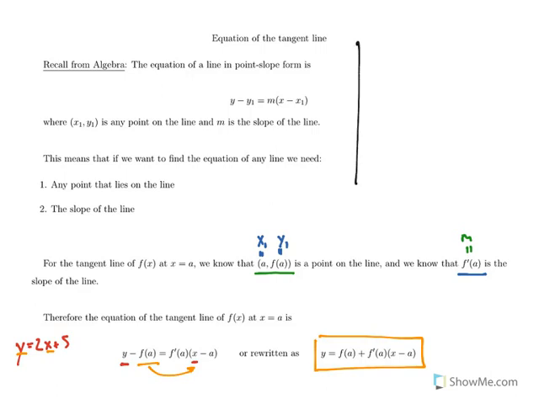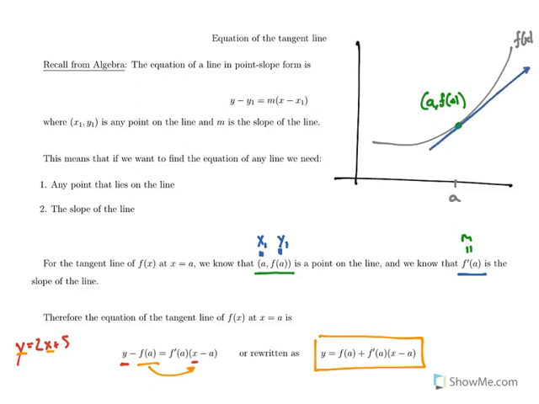If we think about this in a graph, we have our function here, f of x. We have our point a. If we want to find the tangent line, we're going to start with this special point a, f of a, the point on the line. And then the slope is determined from the derivative, the change in the function at that point.